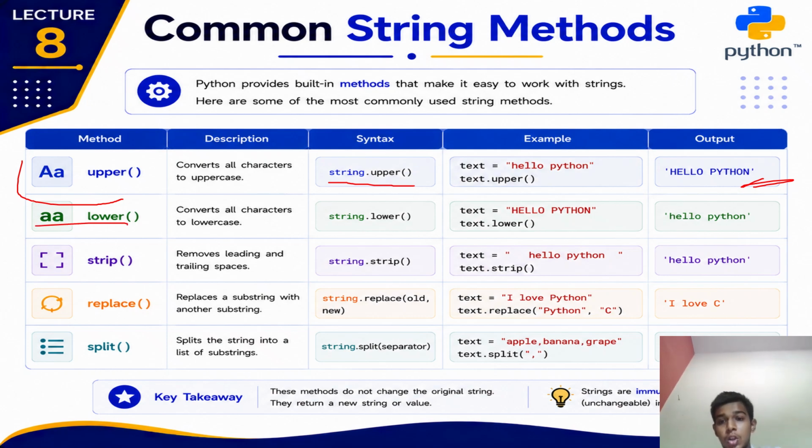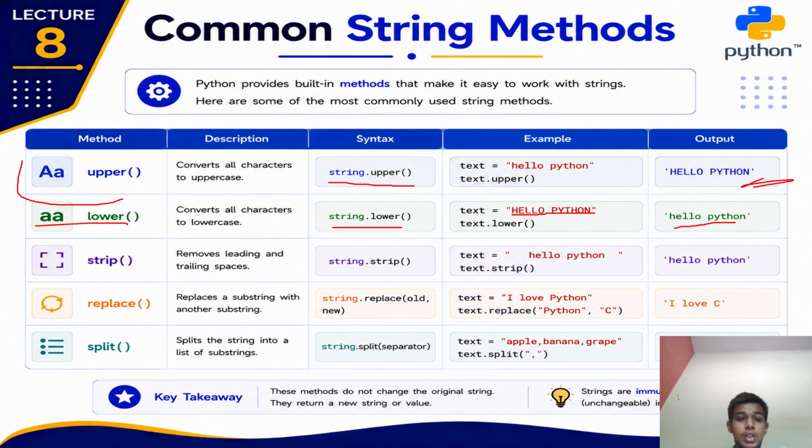The next method is the lower method. It converts all uppercase letters into lowercase letters. Similarly, the syntax is string dot lower. Now, you can see the example here. The text hello Python is written in uppercase. Then text dot lower is used, and the output came in lowercase. This method is commonly used when taking user input because users may type words in different letter cases.